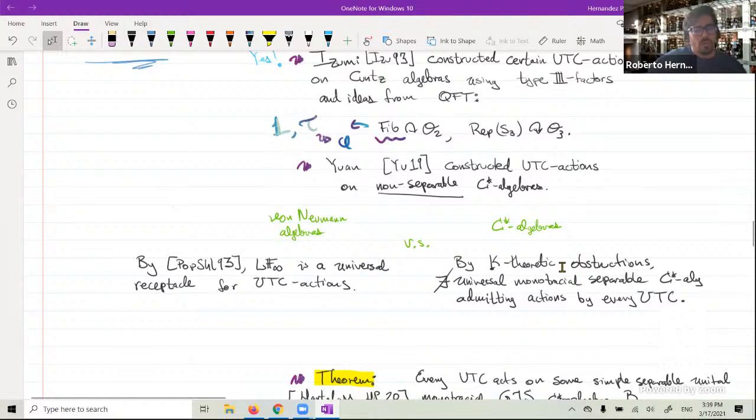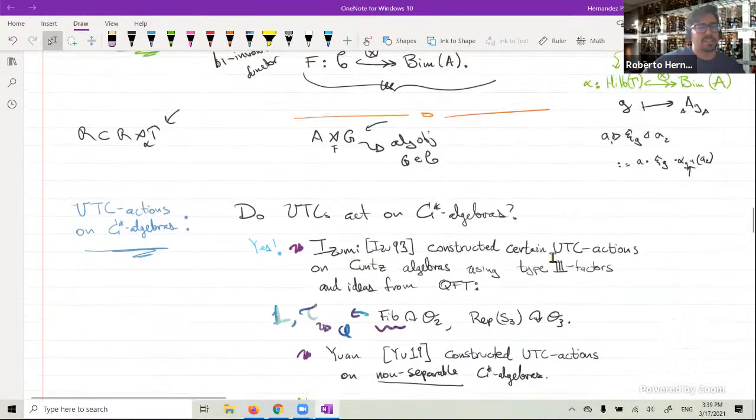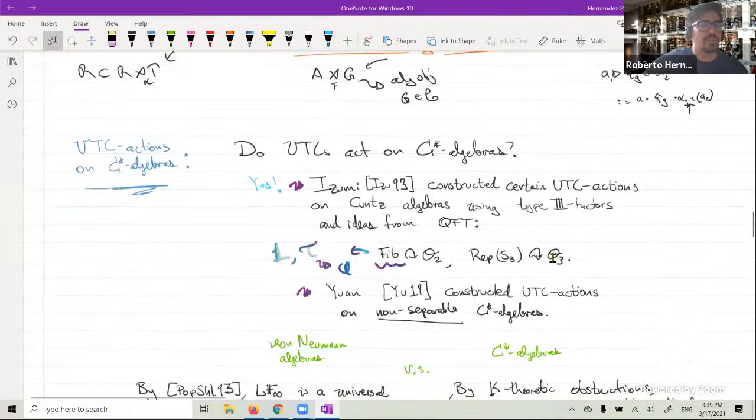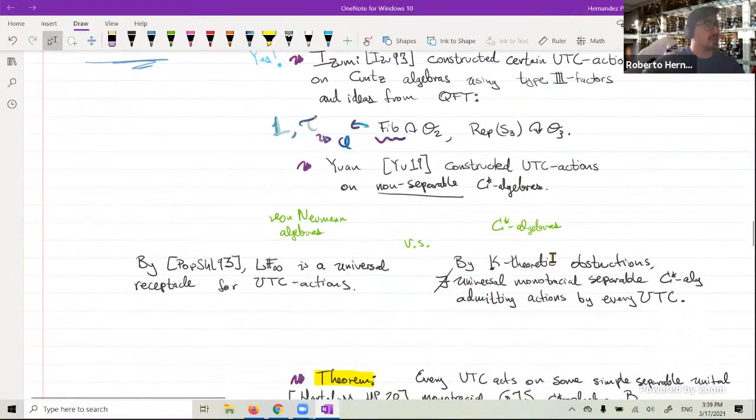So what I will show you now is a theorem where we improve Yuan's results in the sense that we can build a concrete C-star algebra that's separable. So for every UTC, we'll be able to craft a UTC action on some GJS C-star algebra. And later, we will use that theorem to state some weaker universality condition here.